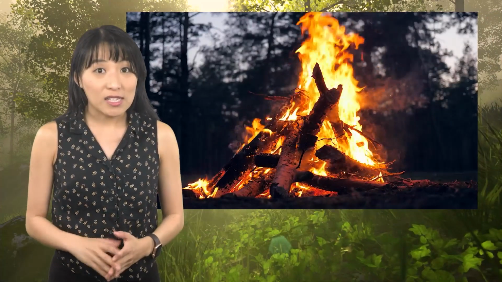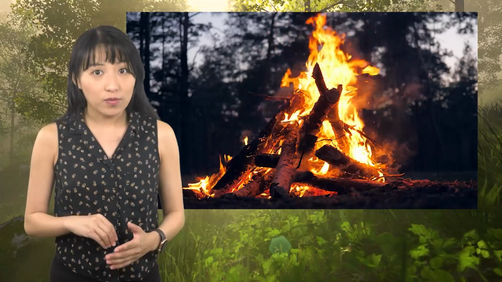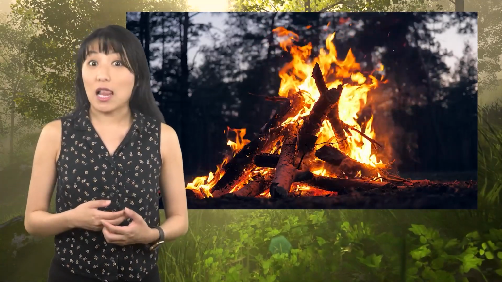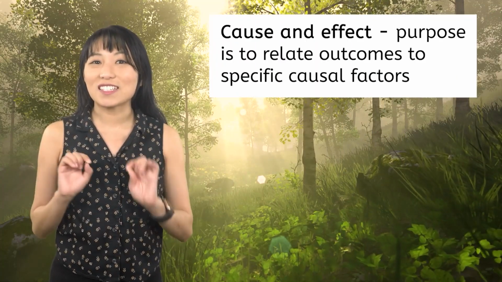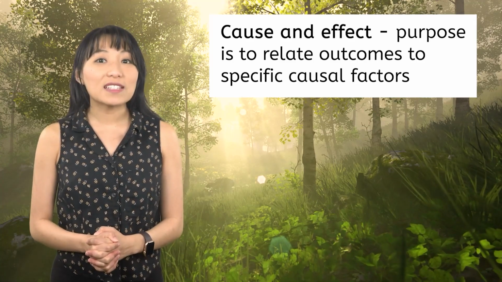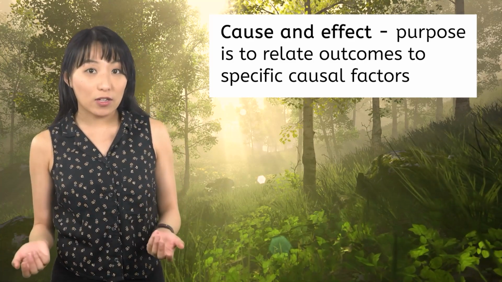Now that we've got a shelter and some food, our final survival strategy today is to get a fire started. Fire is essential to survival. Think about all the effects of a warm campfire. There are lots. To relay all of them with words, I think it would be best to choose the cause and effect text structure. The primary purpose of this structure is to relate outcomes to specific causal factors.